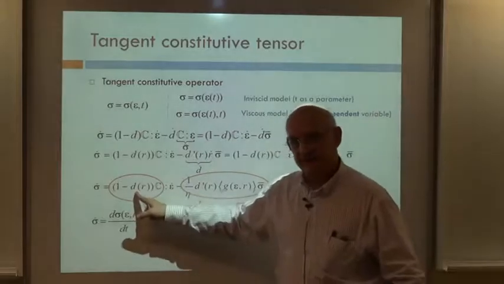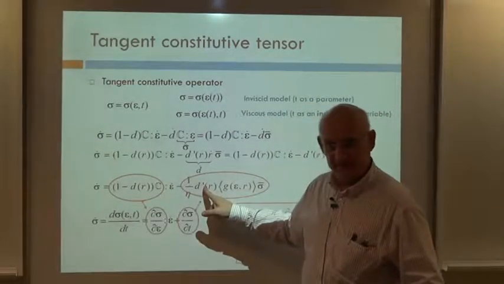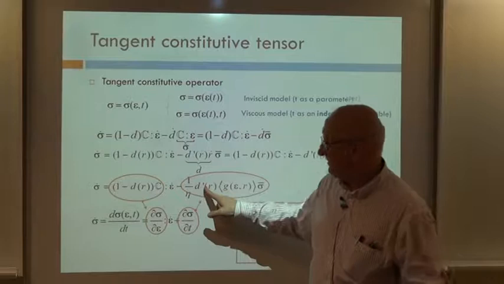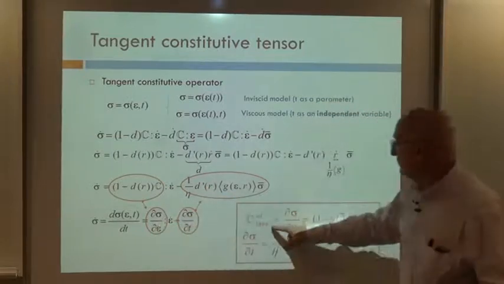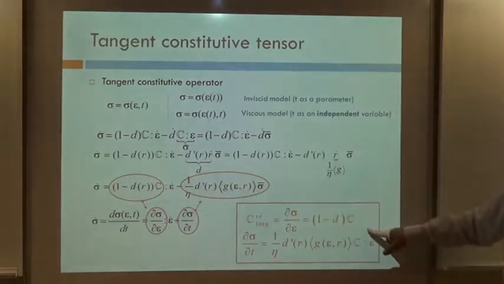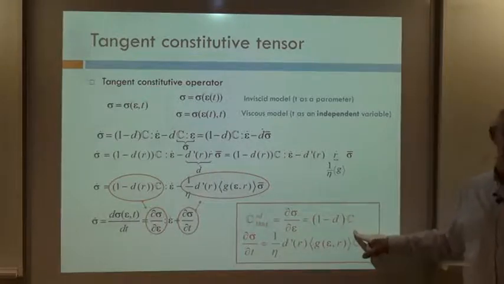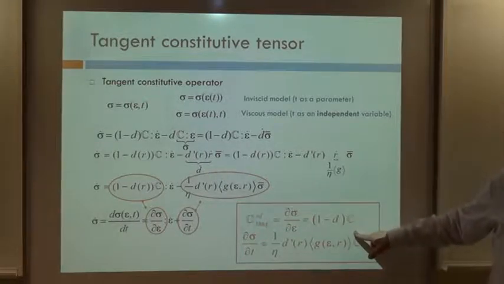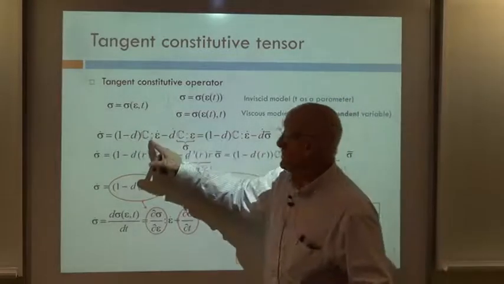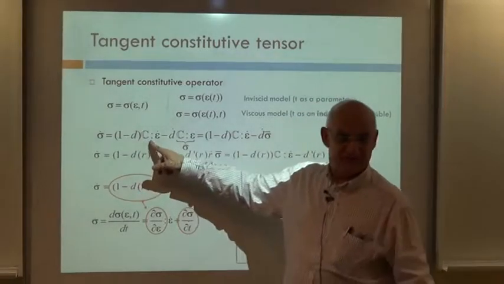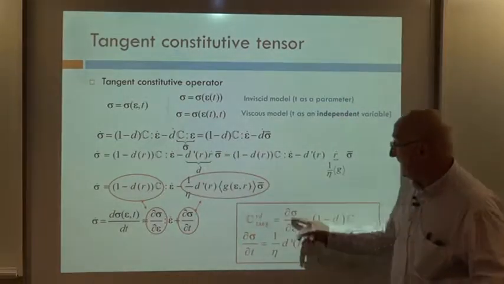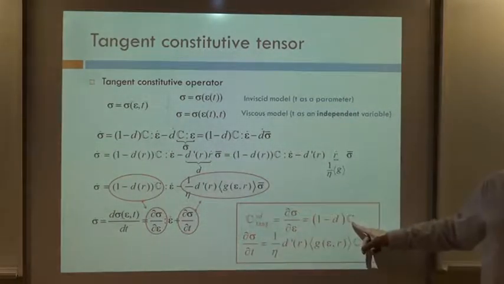That one, not that one. So that is the important difference. The tangent constitutive operator in inviscid cases is always the second tangent, the second operator, 1 minus d times c, which is the derivative of the stresses with respect to strains. And that second part, just 1 minus d times c, is much easier.